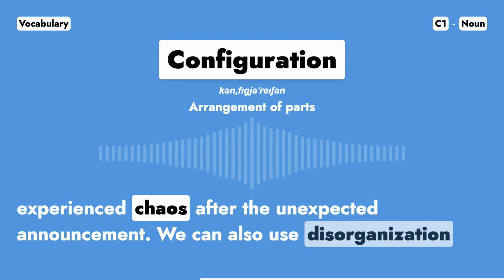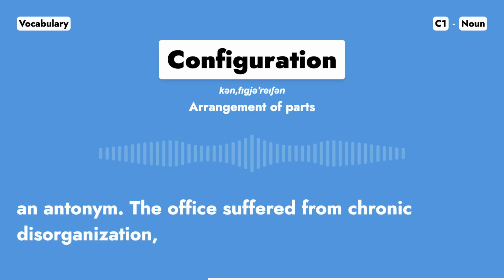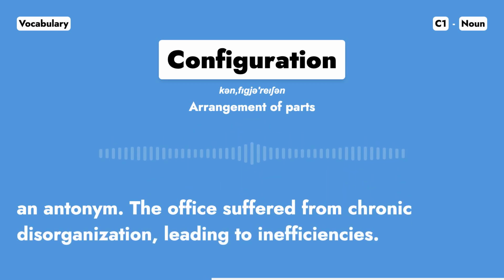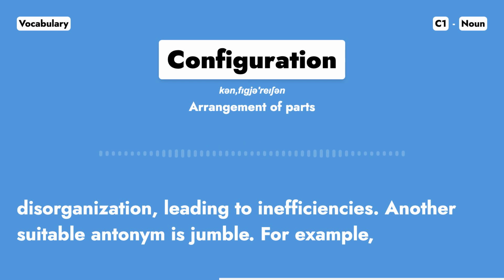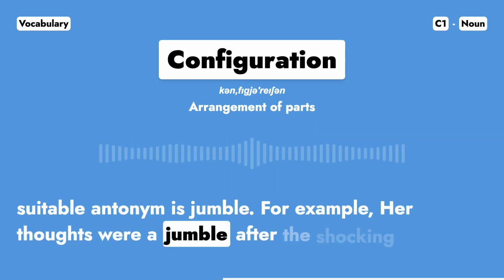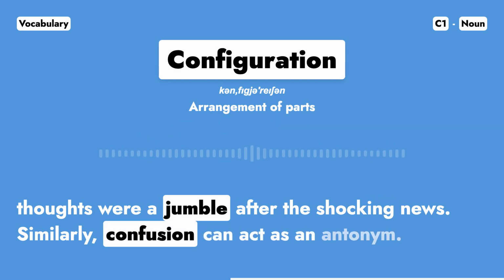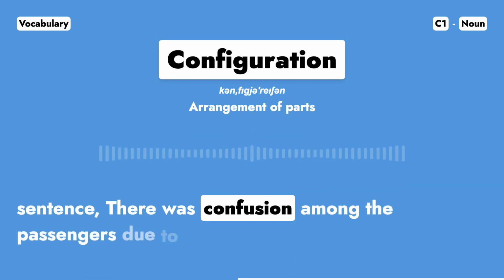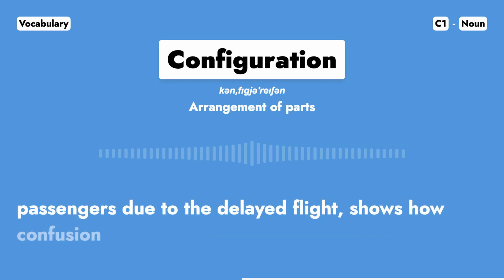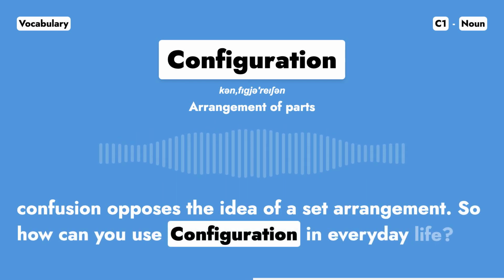We can also use disorganization as an antonym. The office suffered from chronic disorganization, leading to inefficiencies. Another suitable antonym is jumble. For example, her thoughts were a jumble after the shocking news. Similarly, confusion can act as an antonym. The sentence, "There was confusion among the passengers due to the delayed flight," shows how confusion opposes the idea of a set arrangement. So how can you use configuration in everyday life?